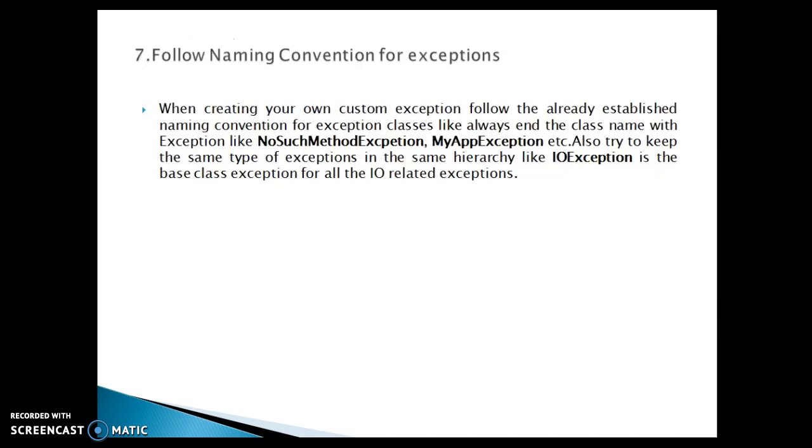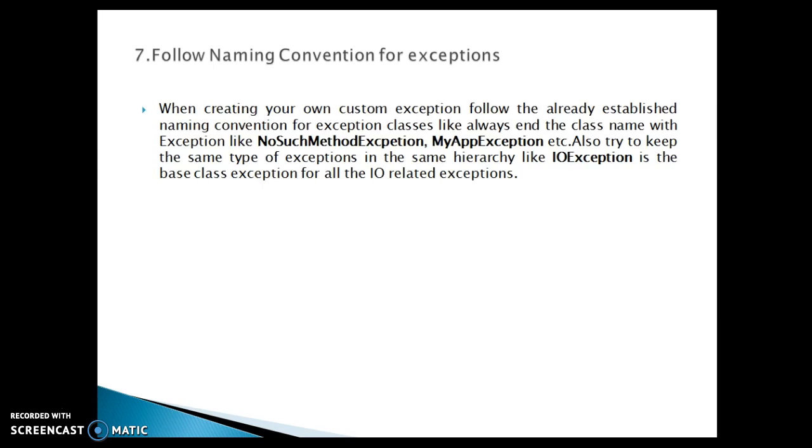Now the next standard practice: follow the naming convention for exceptions. When creating your own custom exception, follow the already established naming convention for exception classes, like always ending the class name with Exception, like NoSuchMethodException, MyAppException, right? If you look at the existing classes within the JDK, you have ArithmeticException, FileNotFoundException, right? These classes always end with Exception. So we should follow the same naming convention.